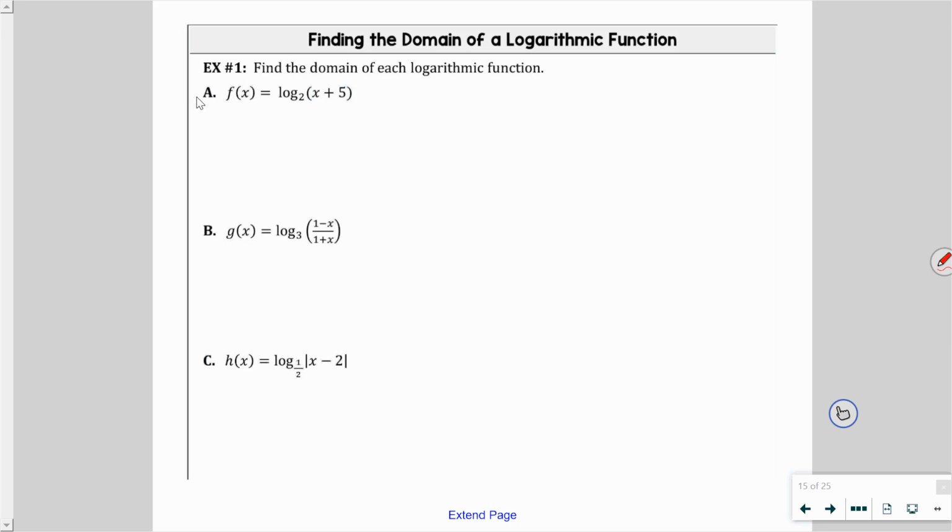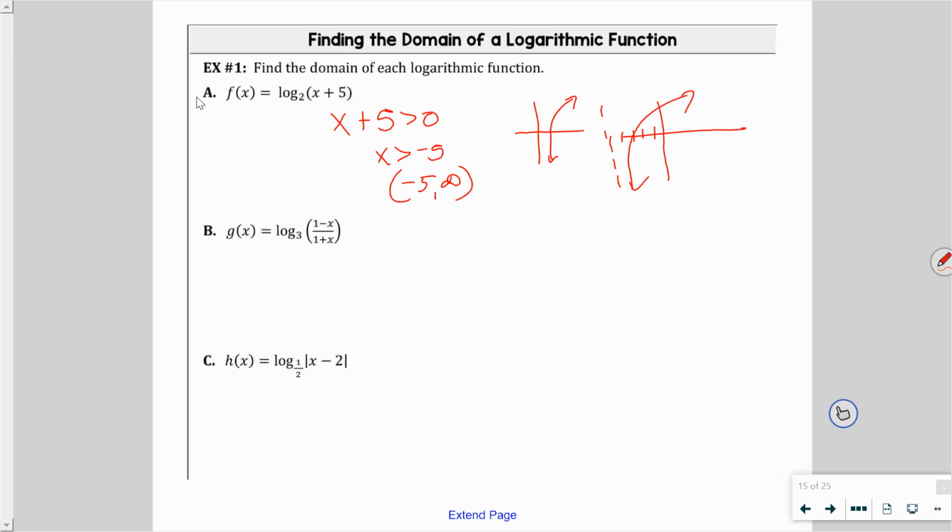Negative 5 to infinity. So algebraically, I can take the argument, make it greater than 0, and I'm getting negative 5 to infinity. So if I sketch it to verify it, log growth, I'm going left 5, so all I need to do is move that asymptote 5 units, and there's my graph.